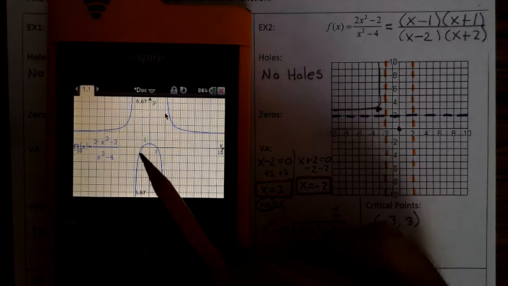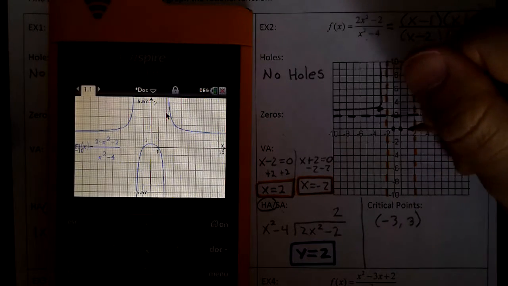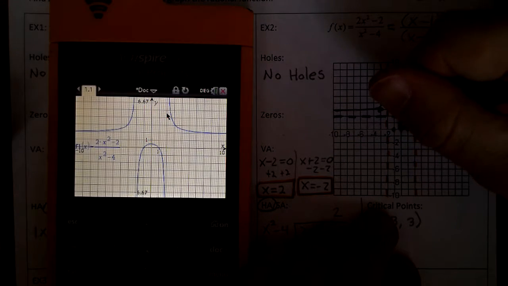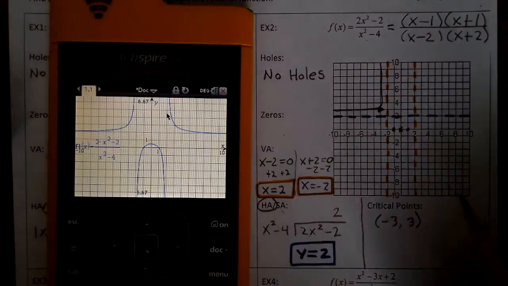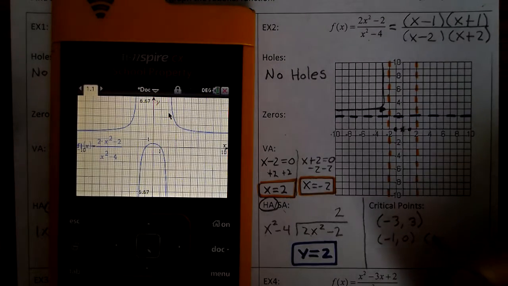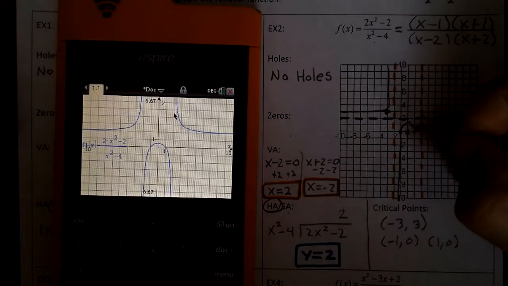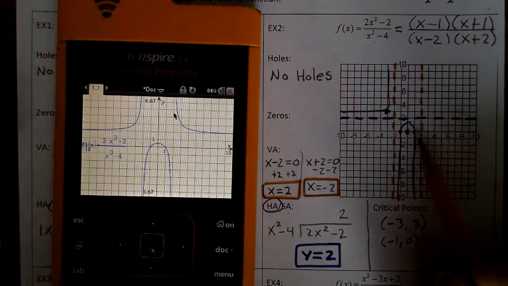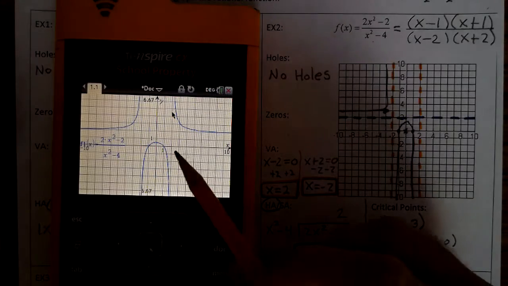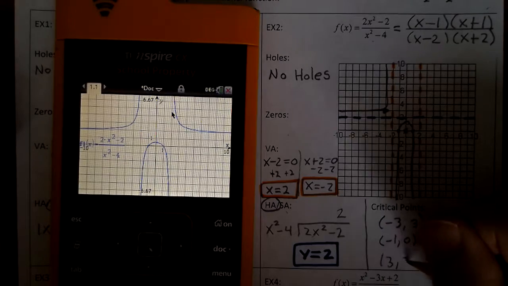I'm going to erase this point here, and I can put a little x where the origin is. So that's negative 1, 0 and 1, 0. That shows us that the curve is here. The reason I have that x is just so I know where the axis is. Then our next one is 3, 3, and our curve is here.